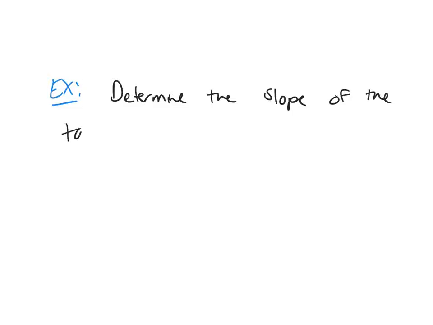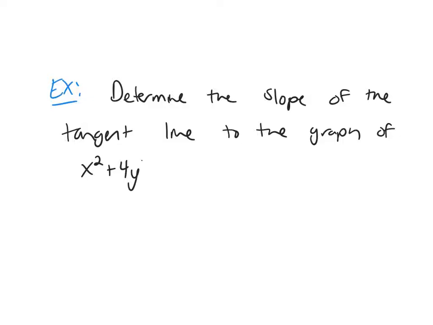So now let's look at some more implicit differentiation problems. Let's look at the following problem. Let's determine the slope of the tangent line to the graph of x squared plus 4y squared equals 4 at the point square root of 2, negative 1 over the square root of 2.